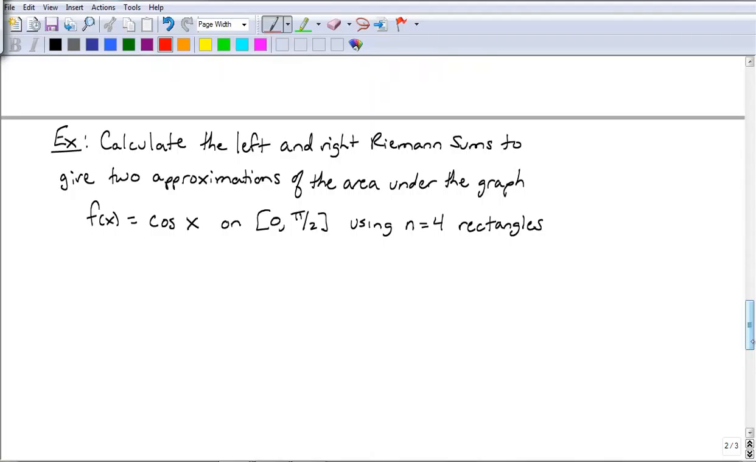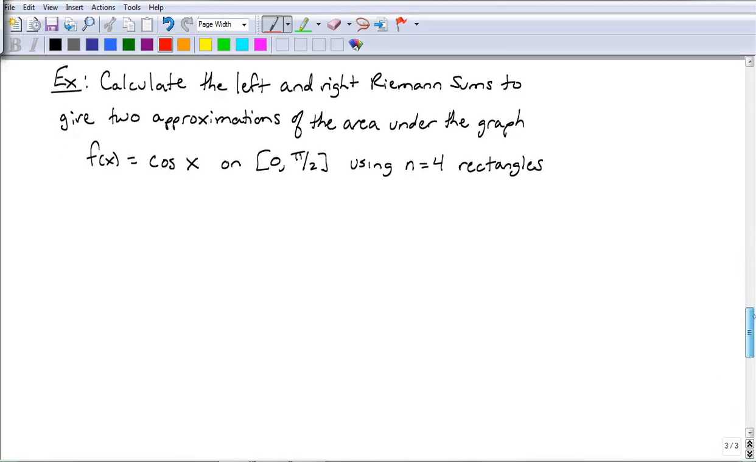We can do this in general. This one wants us to calculate the left and right Riemann sums for the cosine of x with 4 rectangles from 0 to pi over 2. So this could be a displacement if that cosine of x were a velocity, but they just like us to do this in general. So what I'm going to do is draw the graph twice. First I'm going to use the left Riemann sum, so we'll do that one first.